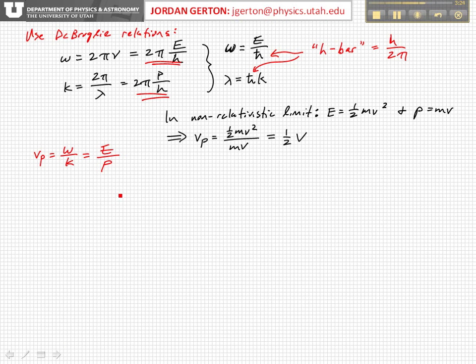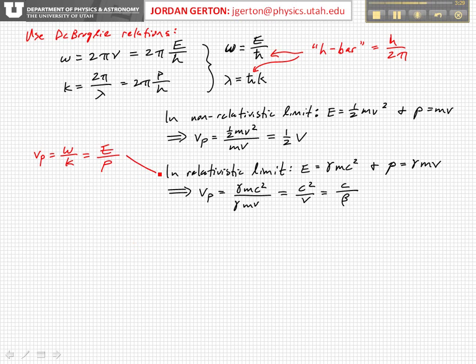If we look at this in the relativistic limit, where the total energy is equal to gamma times mc squared, gamma is the Lorentz factor, and p is equal to gamma mv, then the phase velocity is just equal to gamma mc squared over gamma mv, which in the end is equal to the speed of light c divided by beta, where beta is equal to, as before, v over c. It's the speed of the particle relative to the speed of light.